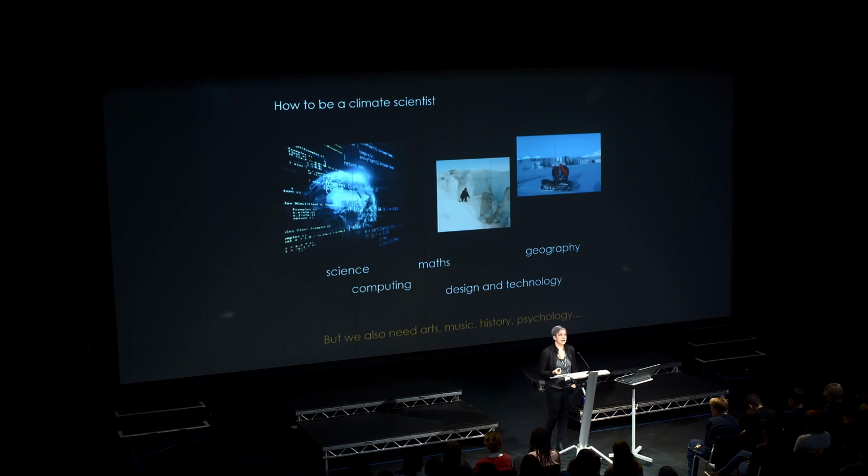We need historians to understand how we've acted in the past and how quick we have been to make big changes like the Industrial Revolution, because we need a new revolution now. And psychology, we need to understand how people think and work so that we can change our behaviour and help to motivate people to take action and keep feeling optimistic and inspired.